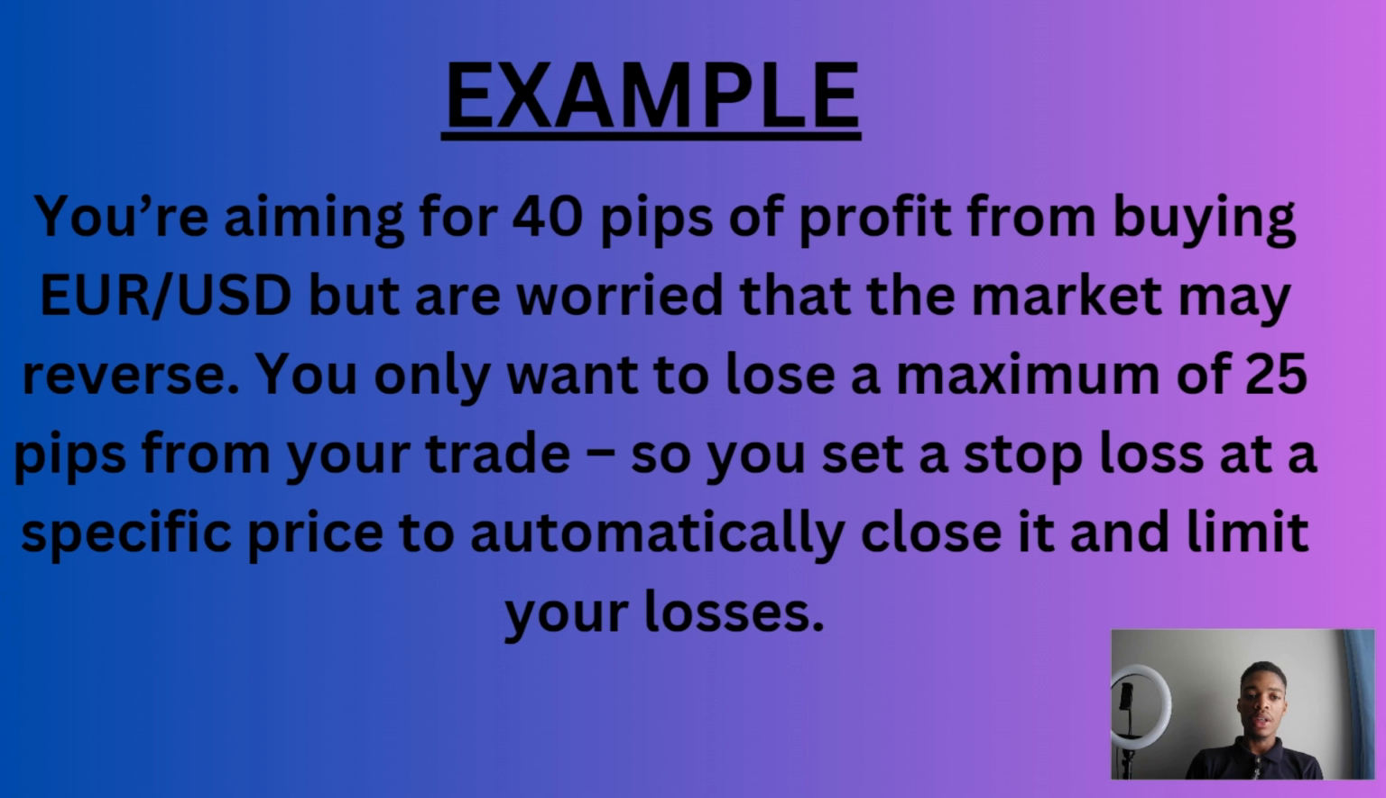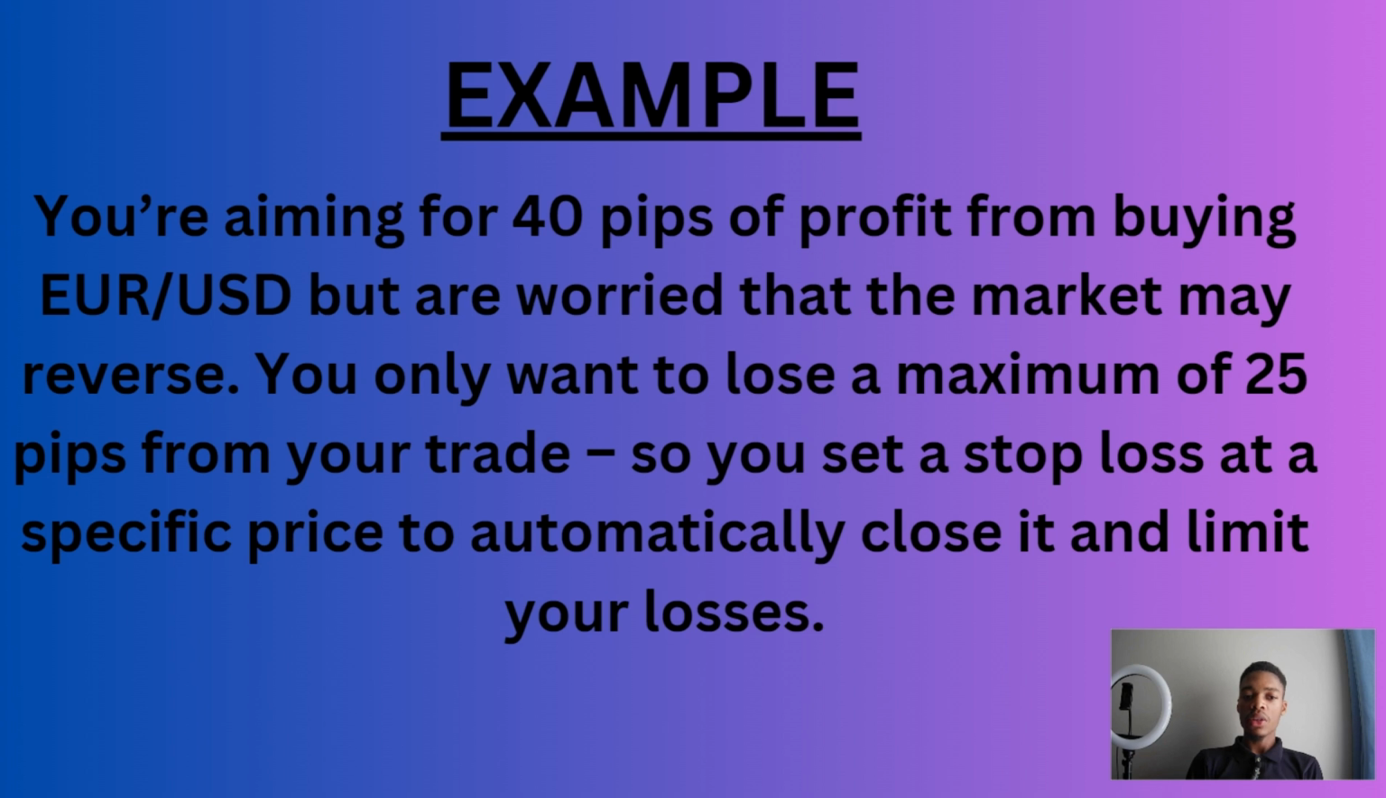Alright, so an example of this we have right here is you're aiming for 40 pips profit from buying EUR/USD, but are worried that the market may reverse. You only want to lose a maximum of 25 pips from your trade. So you set a stop loss at a specific price to automatically close it and limit your losses.